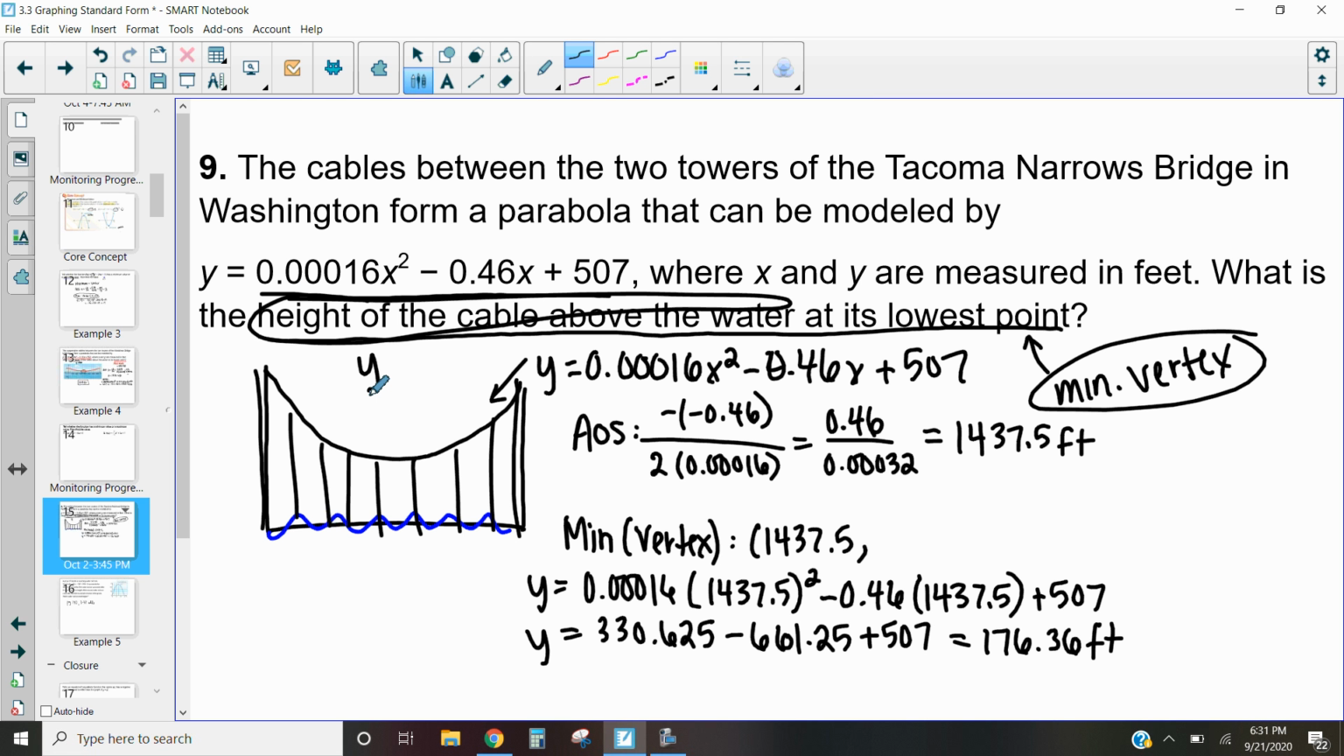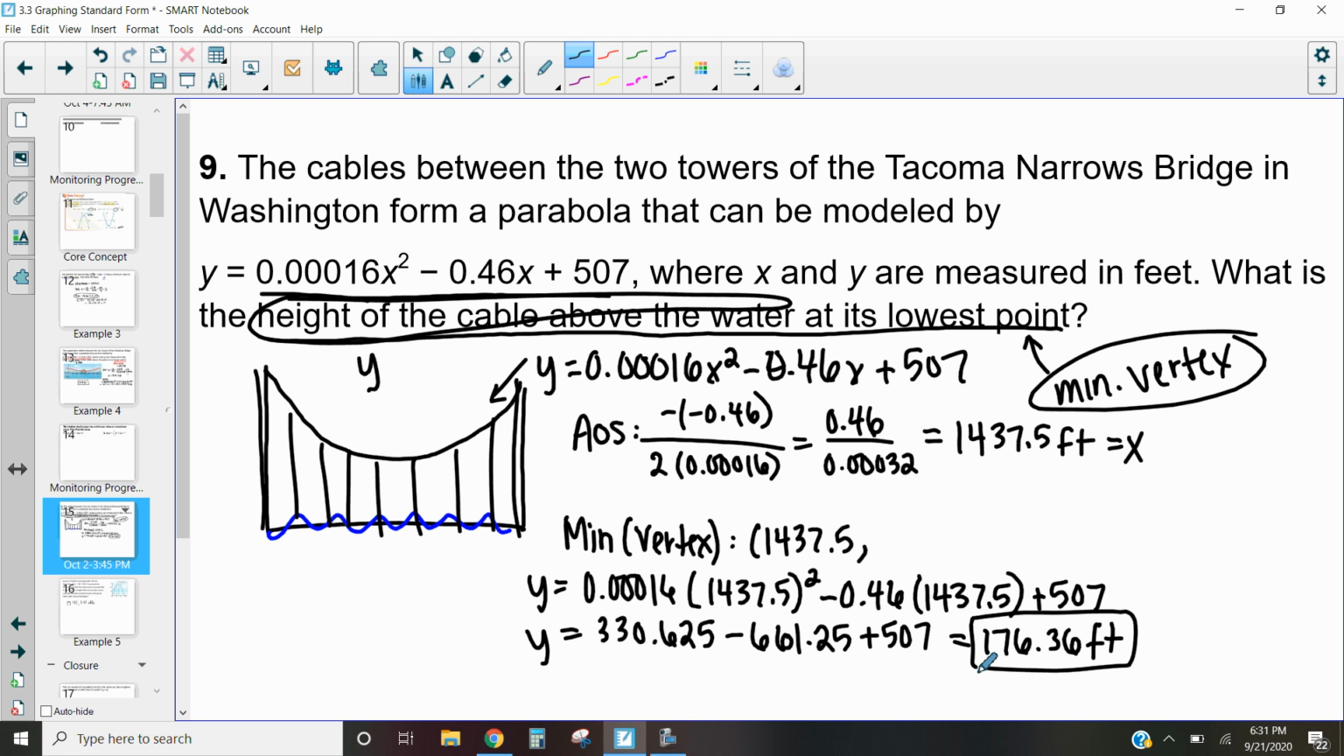To find that, I first have to find my axis of symmetry, which is negative b over 2a. As I calculated that out, the x value for my vertex ends up equaling 1,437.5 feet. Now I want to figure out the y value, not the x value. In order to find that, I substitute my x value back into the function that represents this cable and figure out the y value. As I plug it in and simplify, I ended up getting 176 and some change feet. So how high is it above the water? About 176 feet above the water.